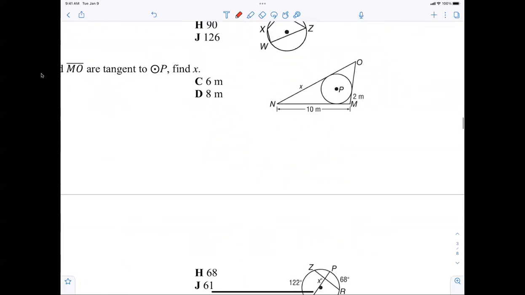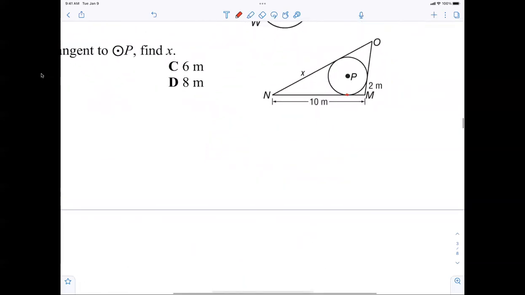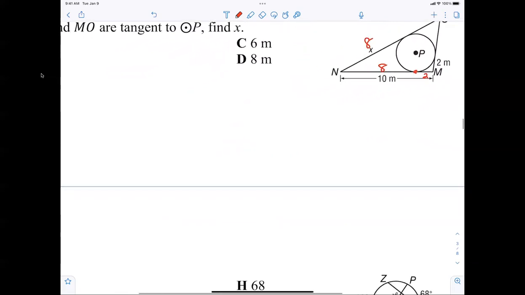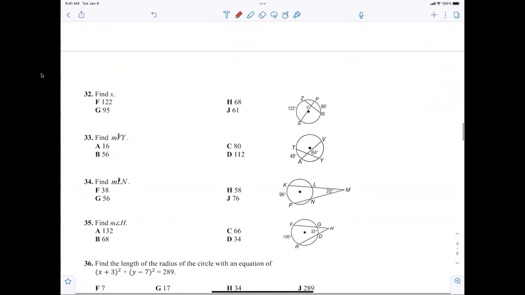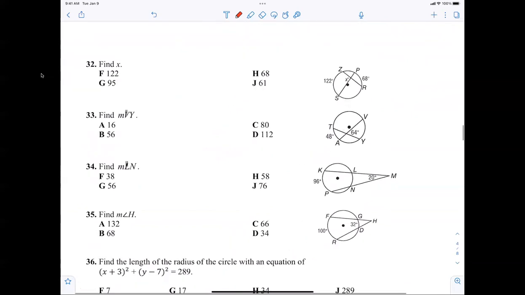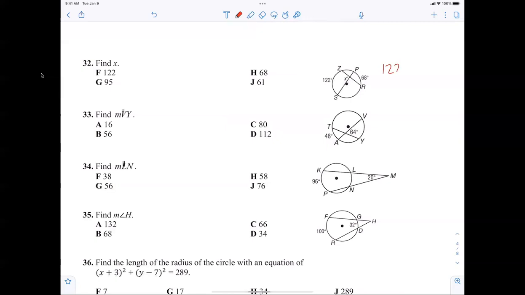Okay, now here you have to know that from here to here is how much? So this is what? 8. So then X is what? 8. Yeah, guys, it's kind of easy. All right, finding X. X is what? The average of the arcs, correct? So 122 plus 68 divided by 2 is equal to, what is that? 95. Thank you.